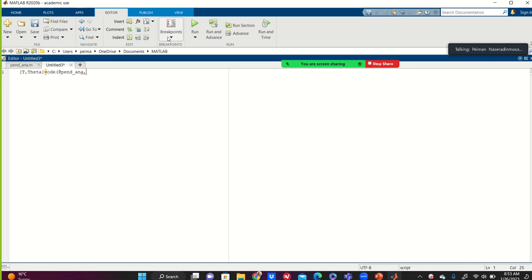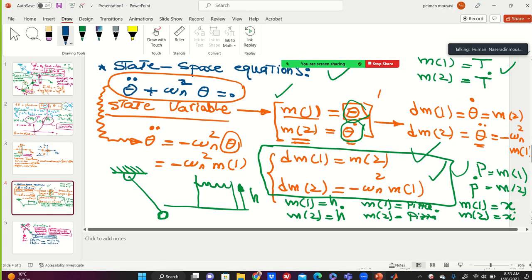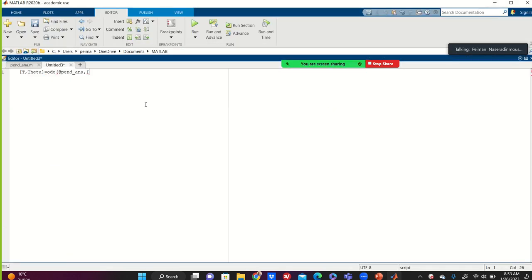Okay, I say we have an initial condition. What was the initial condition? I told you. Where is that? I mean, pi over 4, 0. That's right. It is pi over 4 and 0. Pi divided by 4 and 0. This is how we define the initial condition.